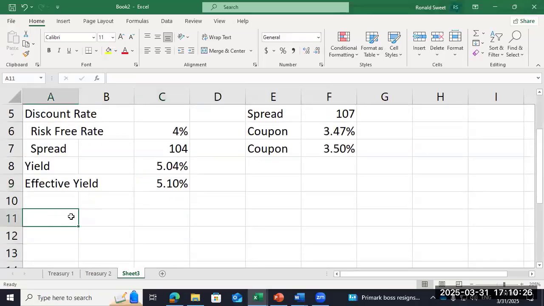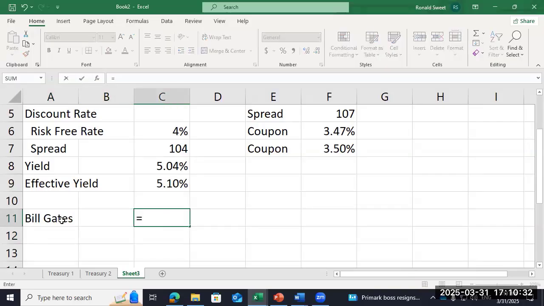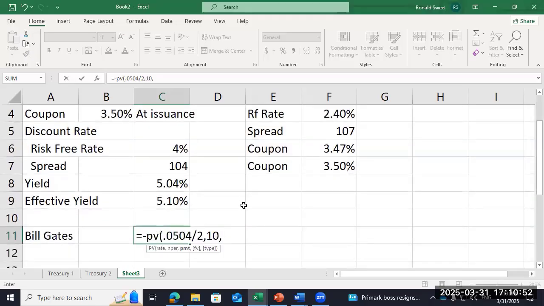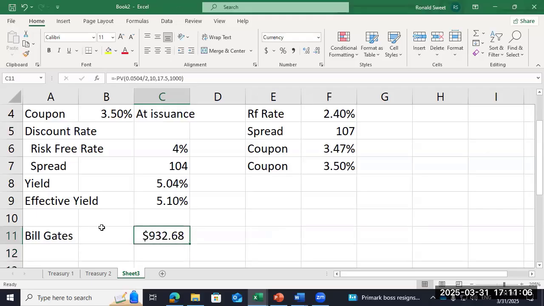So you have the 3 approaches. Let's get Bill Gates out of the way and then I'll let you go. So we set it equal to minus PV. Our rate is 0.0504 divided by 2. Number of periods is what? 10. Yeah. What's our payment? So 35 divided by 2. Y'all know I can't do that in my head. Is that 17.50? Does that sound right? And then what's my future value? $1,000. We know it's going to be a discount bond, so we're expecting like 960 or something. I don't know, 930. So 930.